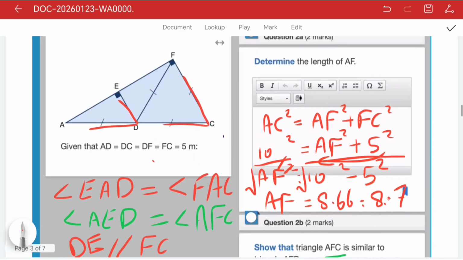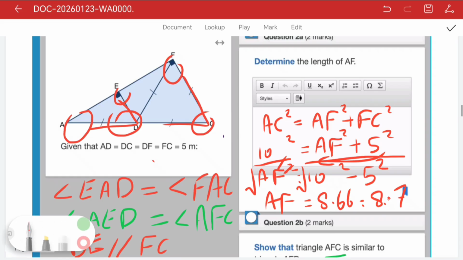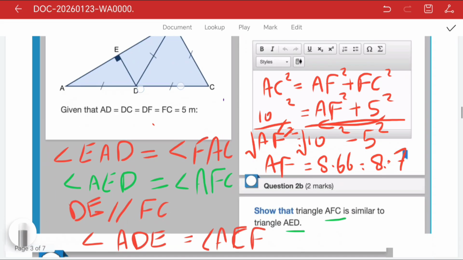So if any triangle has three angles the same, we call those triangles similar to each other. I hope it is clear. You have to collect the evidence and show it like this. This is the thing only.